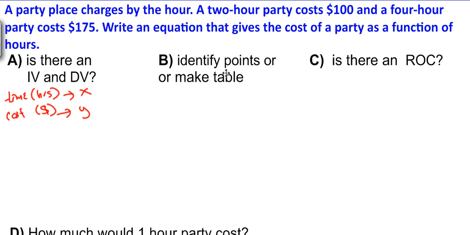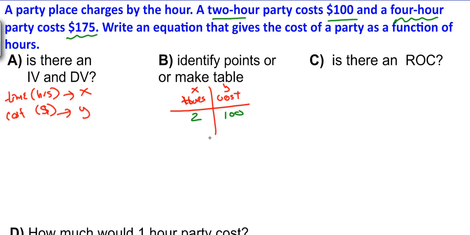Now, I have to either find 2 points or make a table. Again, I don't care how you do it. We got x, which is hours. And we've got our y, which is cost. Do I have any hours and the cost? Well, sure I do. I've got this guy right here. He says that a 2-hour party costs $100. So it's (2, 100). And then a 4-hour party costs $175. And that's all I need. I don't need to do any more than that. I just need 2 points.